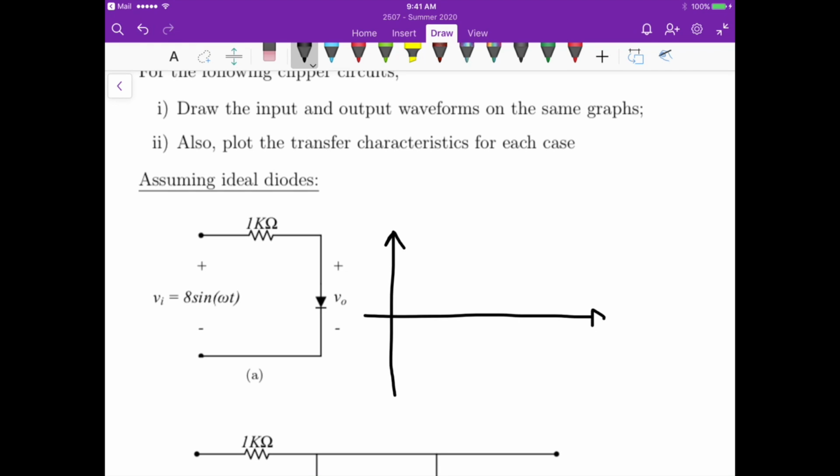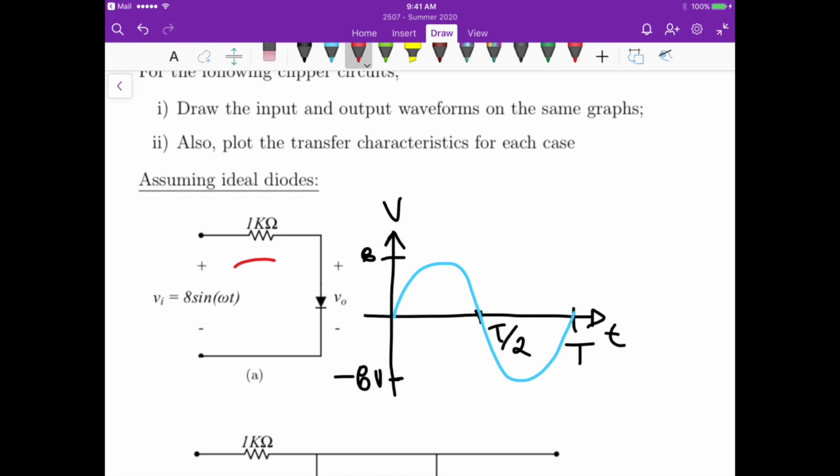the input, right? So we have time here and voltage. Let's consider 1 period and half of the period, right? So the input, it's a sinusoid, so it's just like this. And then here we have 8, here we have -8, and we have to assume that they are ideal diodes, right? So this circuit here only allows current to flow in this direction, right? And that just happens when the input voltage is positive.